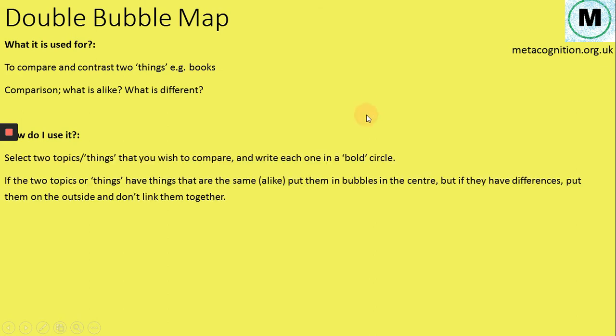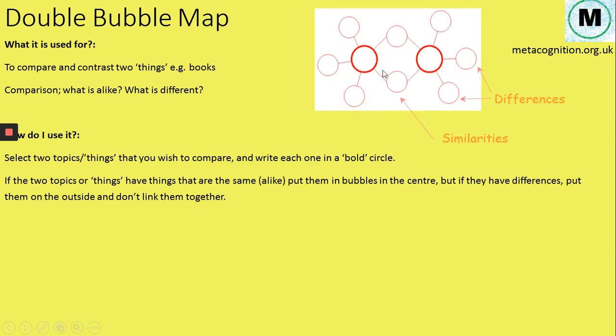So you select two topics. We can see here on my diagram at the top, you put two topics in these bold, colored in circles. And then if these two things have things that are the same, you put them in circles in the middle and you link them up.